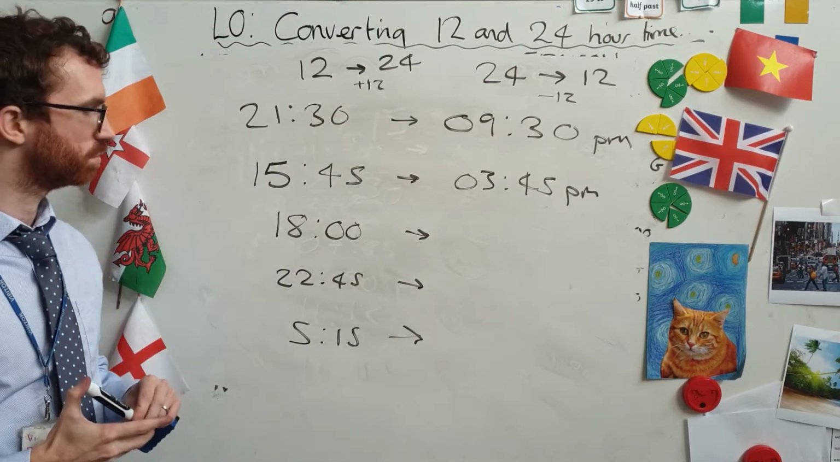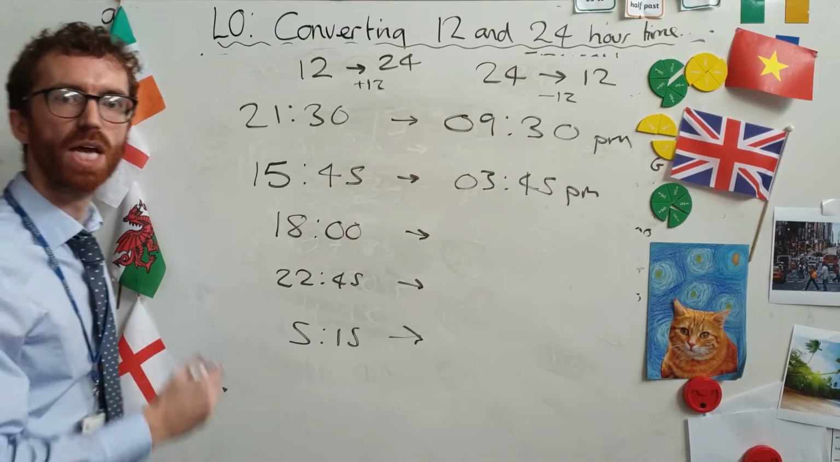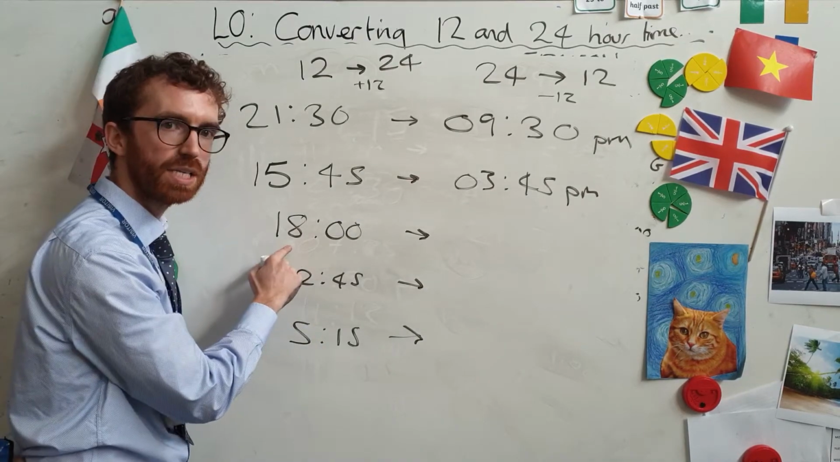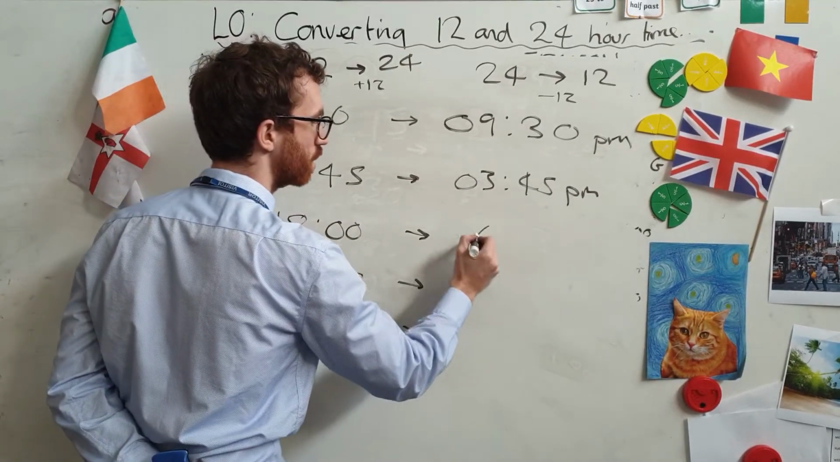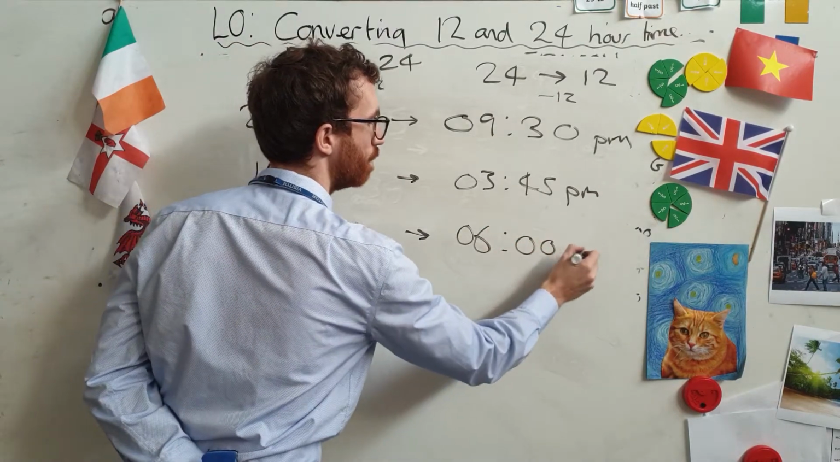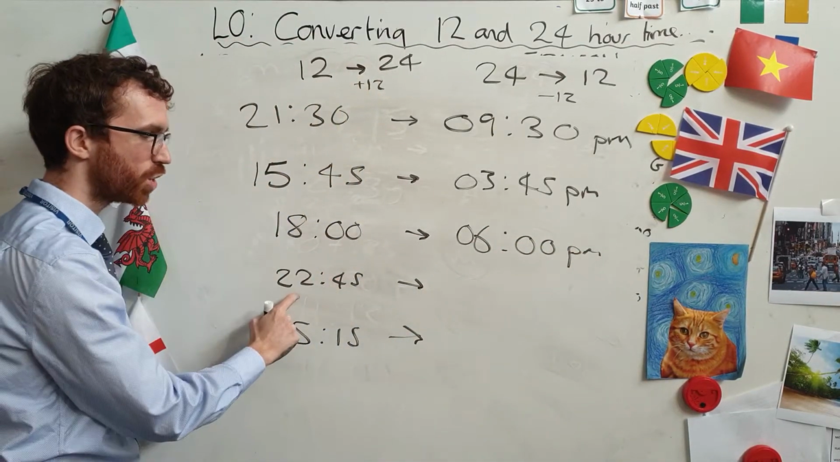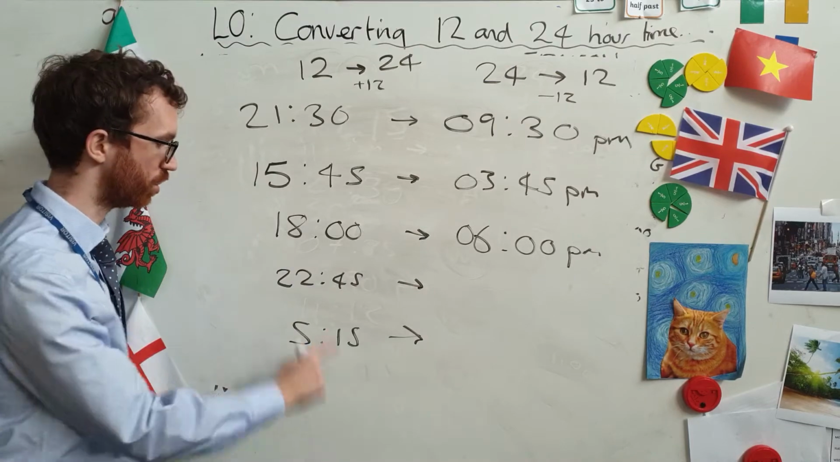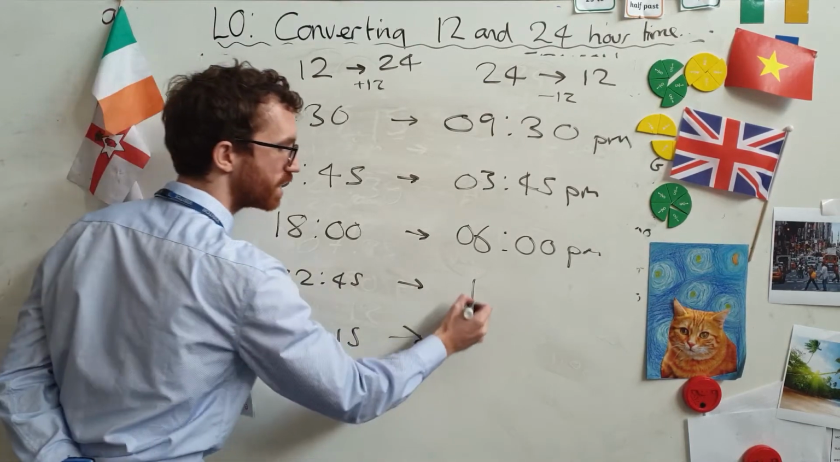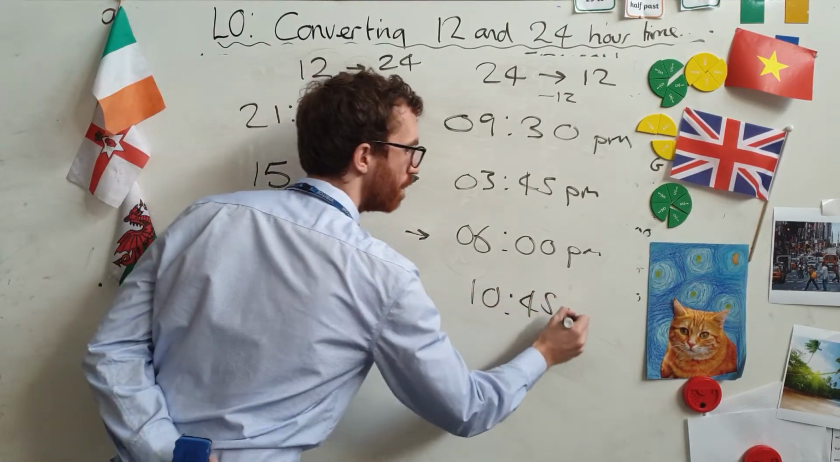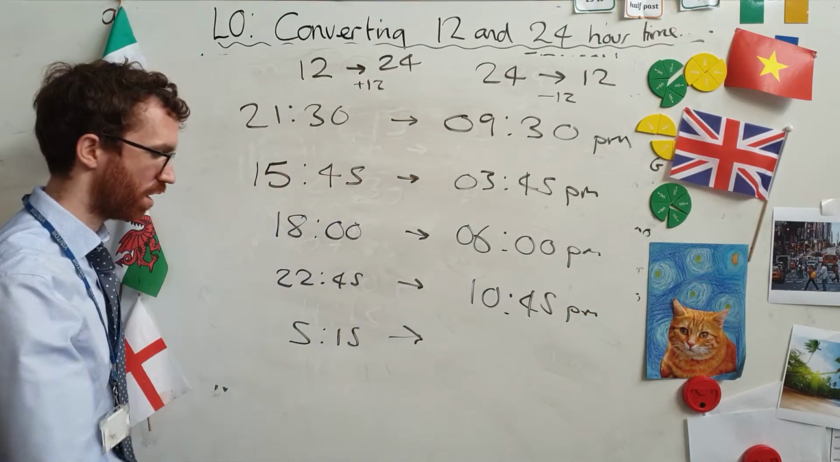Go, pause. Okay, let's do it. Take away 10, take away 2. 18, take away 10 is 8, take away 2 is 6. That is 6 PM, 6 in the afternoon. 22, take away 10, take away 2. Take away 10 is 12, take away 2 is 10:45 PM in the afternoon.